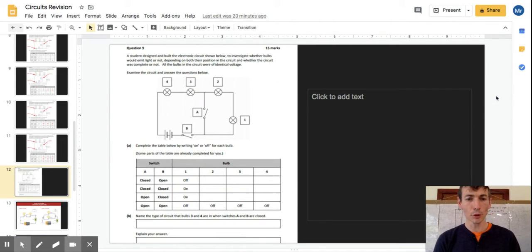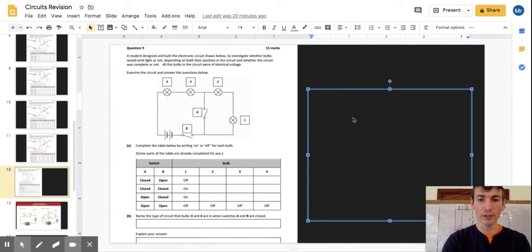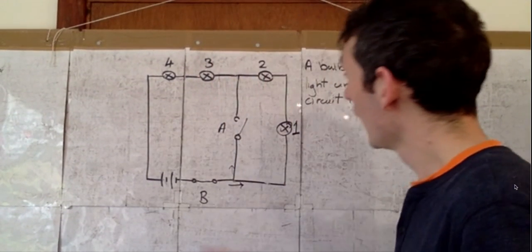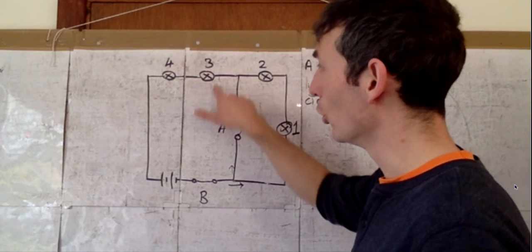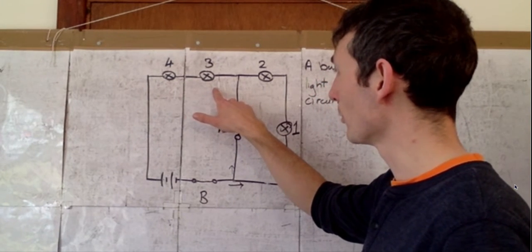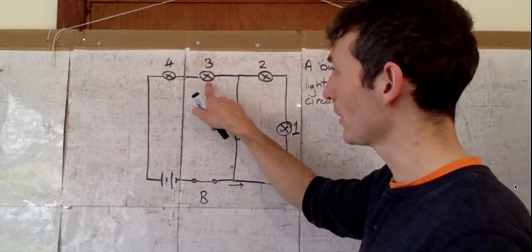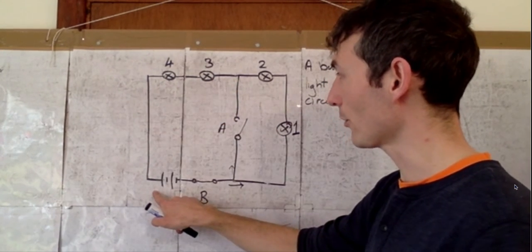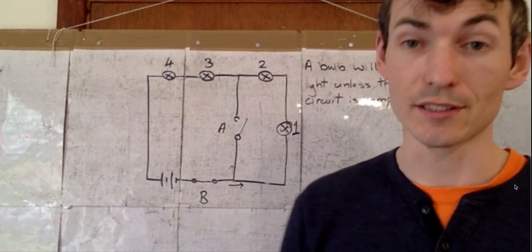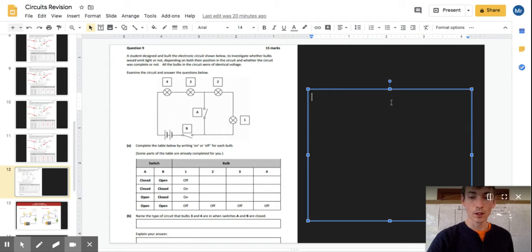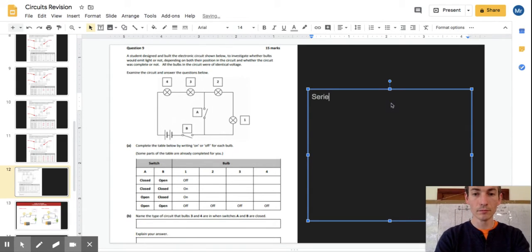Right then, let's go back and answer this question. Name the type of circuit that bulbs 3 and 4 are in. Okay, well, bulbs 3 and 4 are side by side. There's no other path for the current to flow through. So the current has to flow through bulb 3, then bulb 4, then back around. So that is a series circuit. Okay, so they are in series.